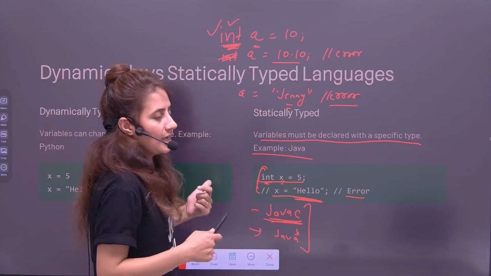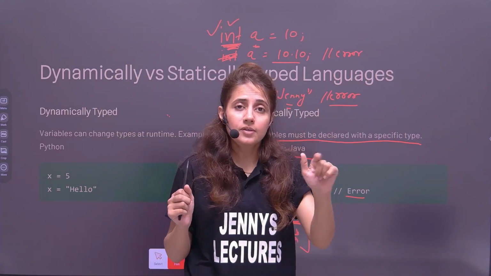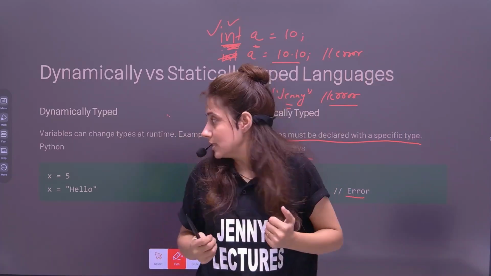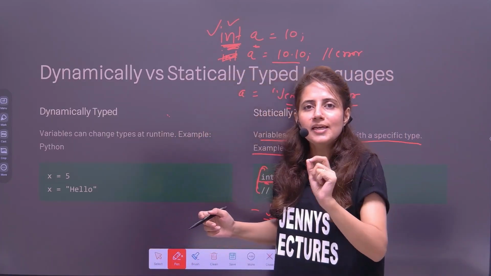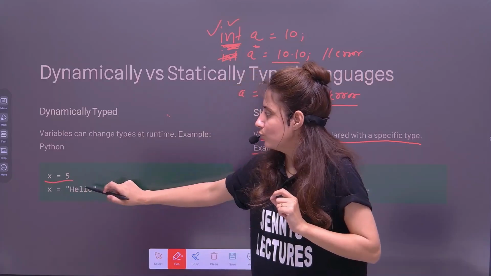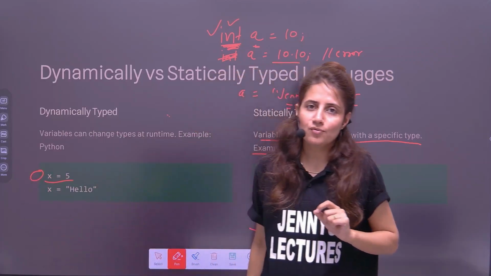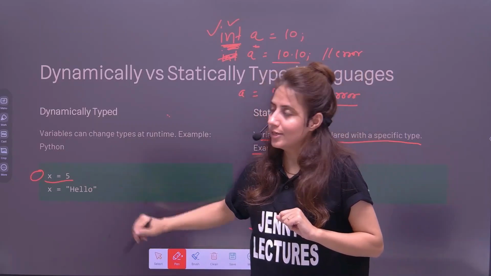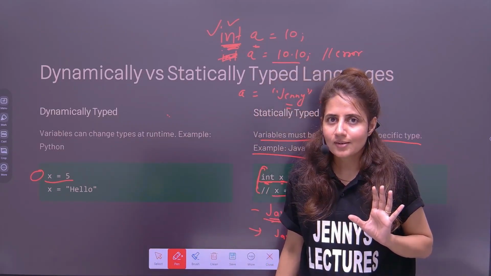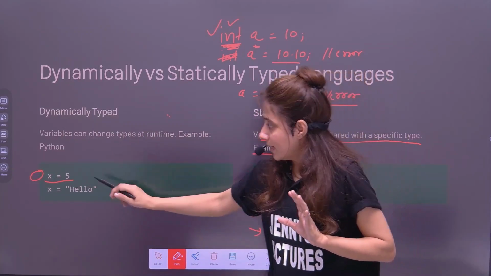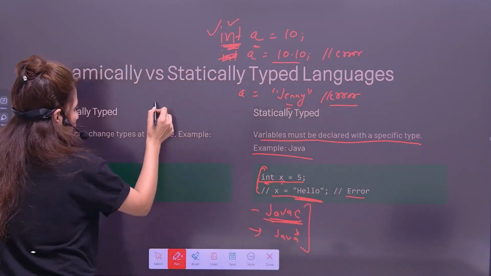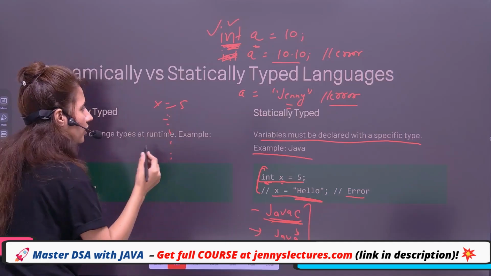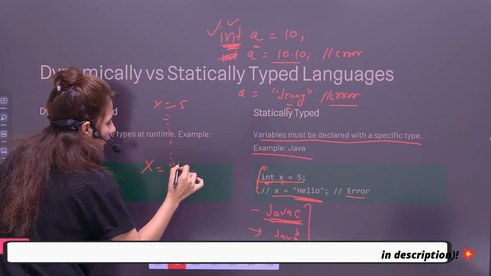Now what is a dynamically typed language? See, Python as well as JavaScript are dynamically typed languages. Why am I saying this? In Python, we simply write x is equal to 5. You don't need to specify the type of the variable at the time of declaration. There is no need. Further, suppose I have written some other code, and again I am writing x is equal to "Jenny".